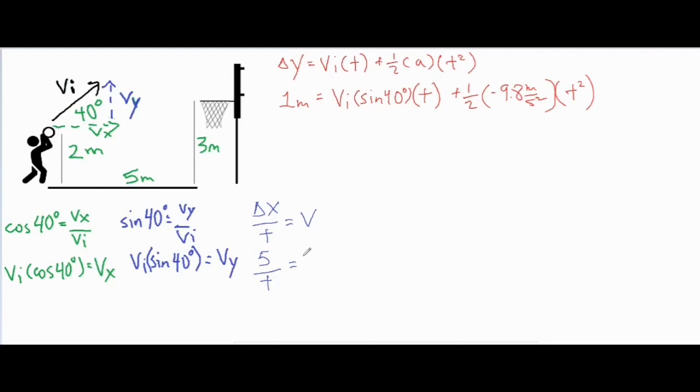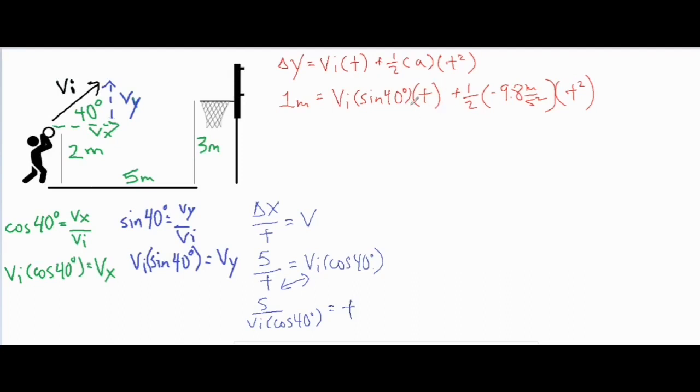So we're going to go ahead and change that velocity to a VI cosine of 40 degrees. So we can just go ahead and cross multiply those two, and then 5 over VI cosine of 40 degrees equals our t. So now we have something to substitute in for the t that's going to be in terms of VI, which would leave us with one unknown, and then we could just do a little bit of algebra to solve for our VI.